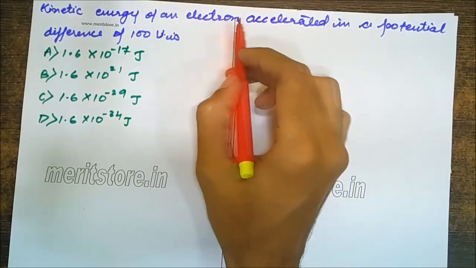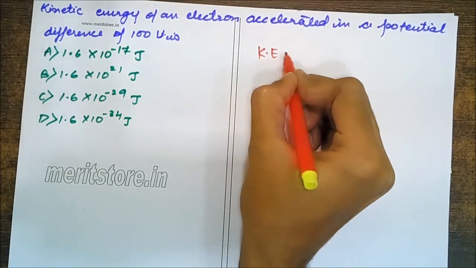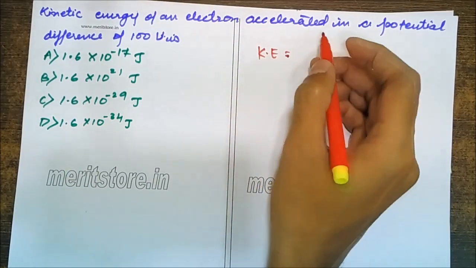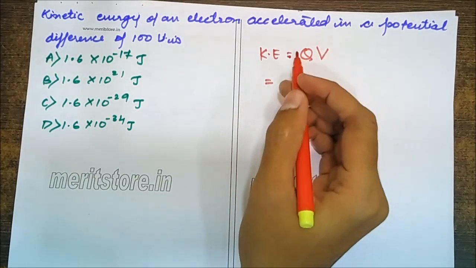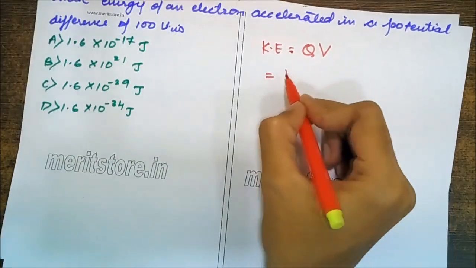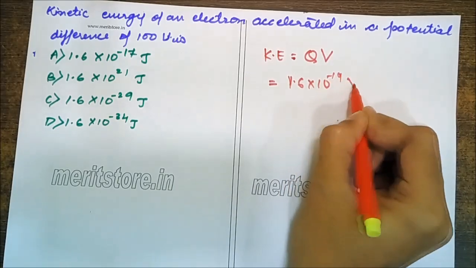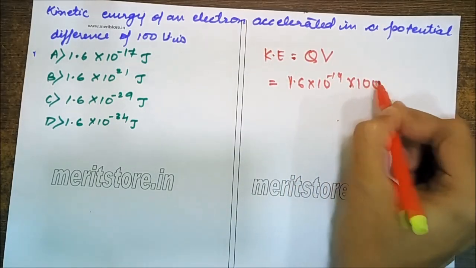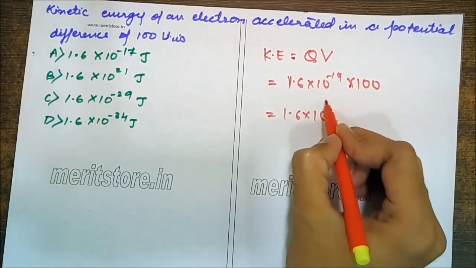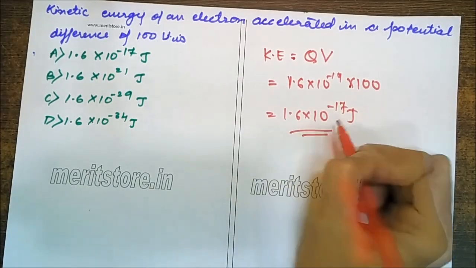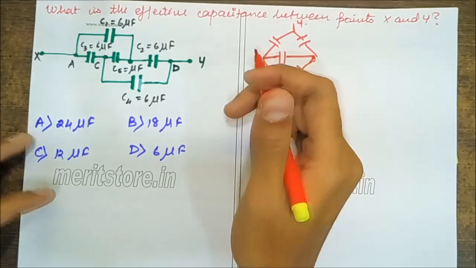The kinetic energy of an electron accelerated through a potential difference of 100 volt is. So the kinetic energy of an electron which is accelerated through a potential difference of V will be given by the charge on that multiplied by the potential difference. The charge on an electron, as we all know, is 1.6 into 10 raised to minus 19. So 1.6 into 10 raised to minus 19 into the voltage, which is 100 volts. So that gives you 1.6 into 10 raised to minus 17 joules. Okay, so your option is option number A, 1.6 into 10 raised to minus 17 joules.